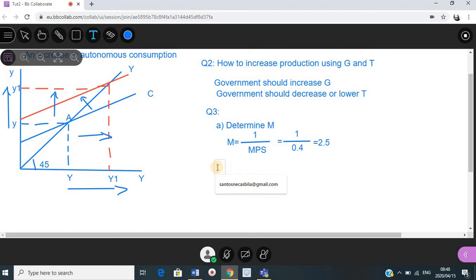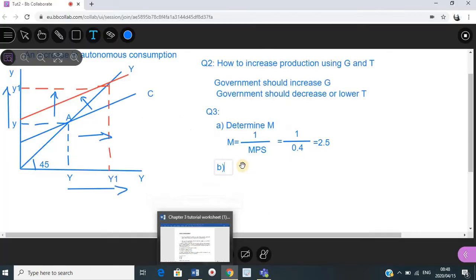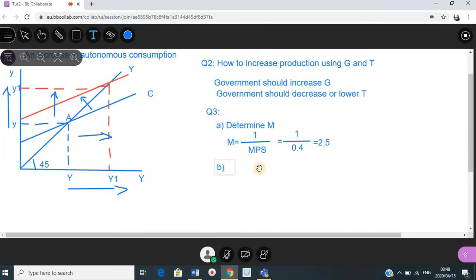Okay, let's move forward. B says calculate the equilibrium income. Very good. Here we know that our Y, okay, I'll just write determine Y.